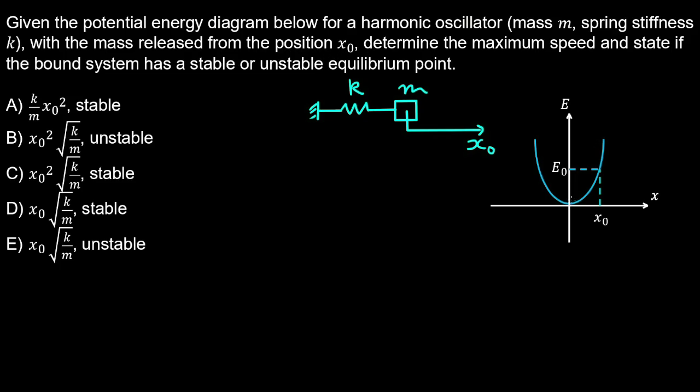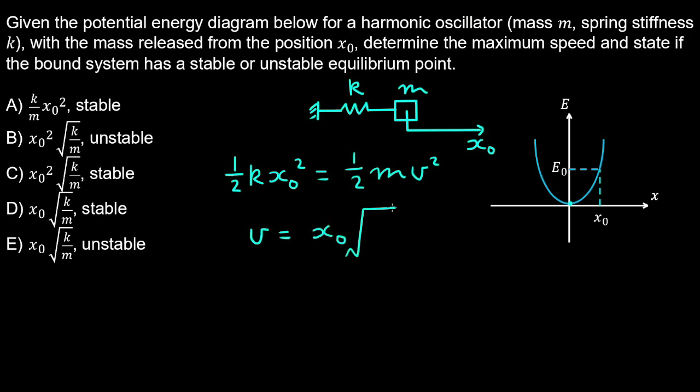Well, the maximum speed occurs where the potential energy is at a minimum, which is at the equilibrium point. So the energy input into the system, being the elastic potential energy at x naught, is converted into the kinetic energy of the mass. So if we solve this equation for the speed of the block, we get x naught by root k on m.